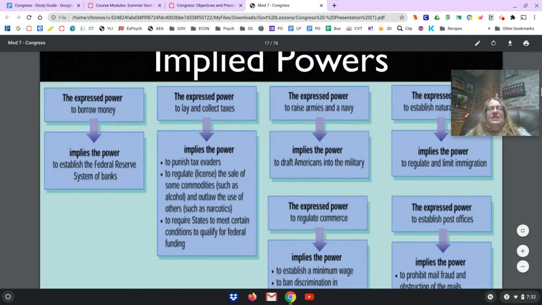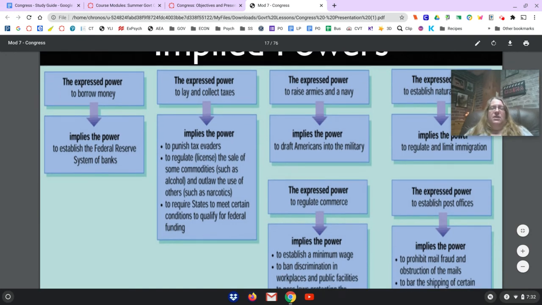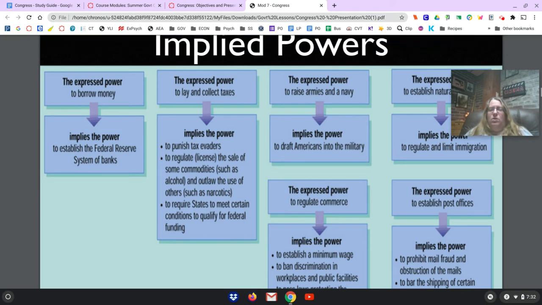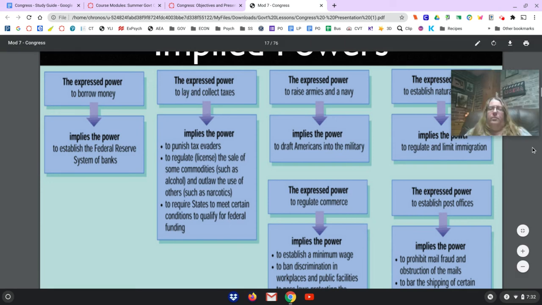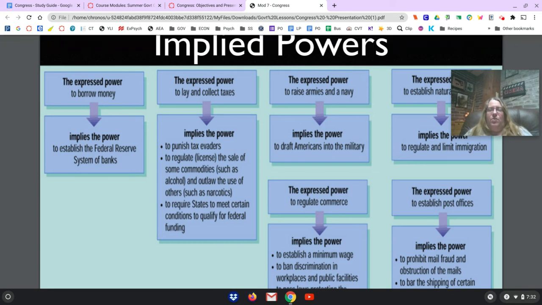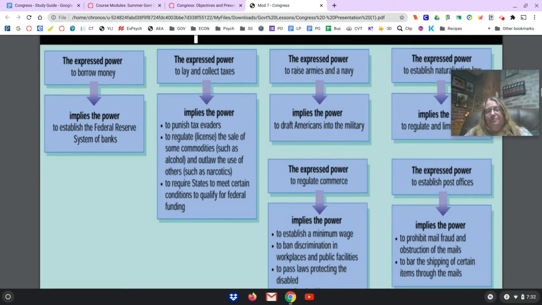Now, here are some examples of implied powers. We want to make sure we can borrow money. Well, who's going to watch that? The Federal Reserve System. In addition, another example of an implied power is to regulate commerce. That's in Article 1, Section 8, but it's implied that we have a federal minimum wage. It's implied that we want to have programs to ban discrimination in workplaces and public facilities. So those are some examples of implied powers.